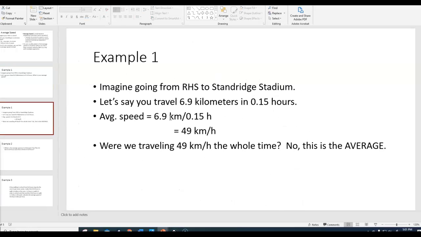Okay, example 1 is just showing you the work from the last problem. Actually, it says 40, but it should be 46. That's a mistake.